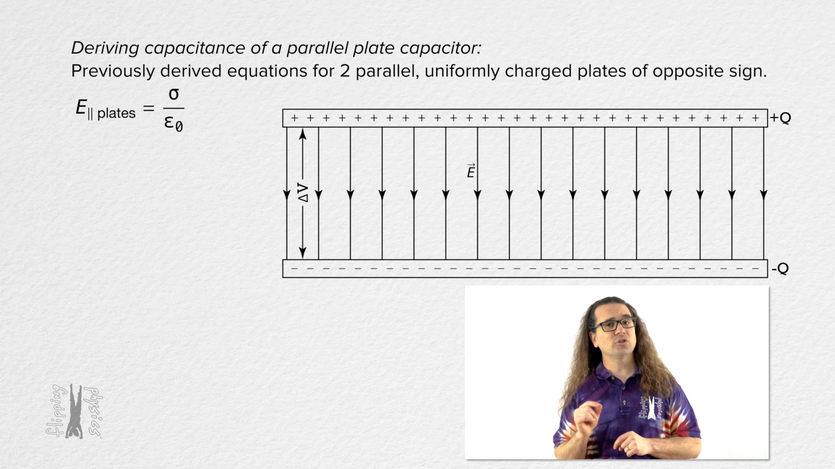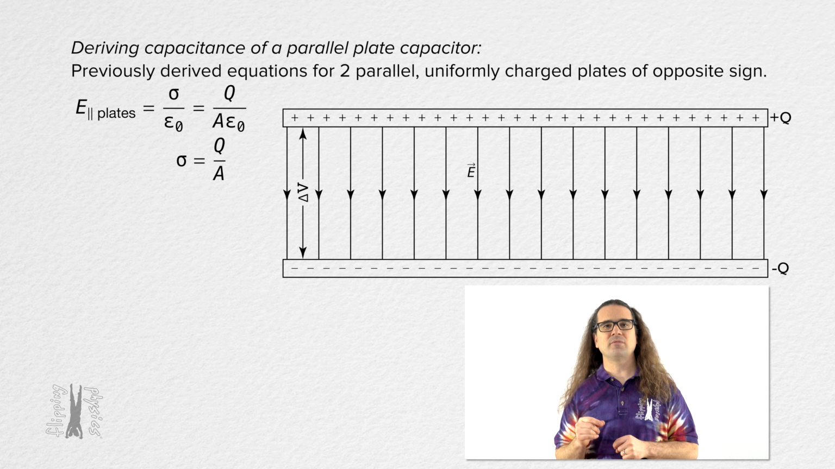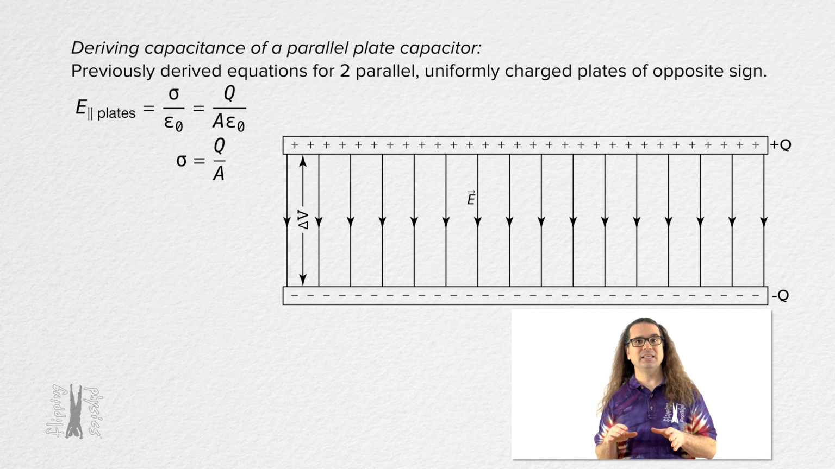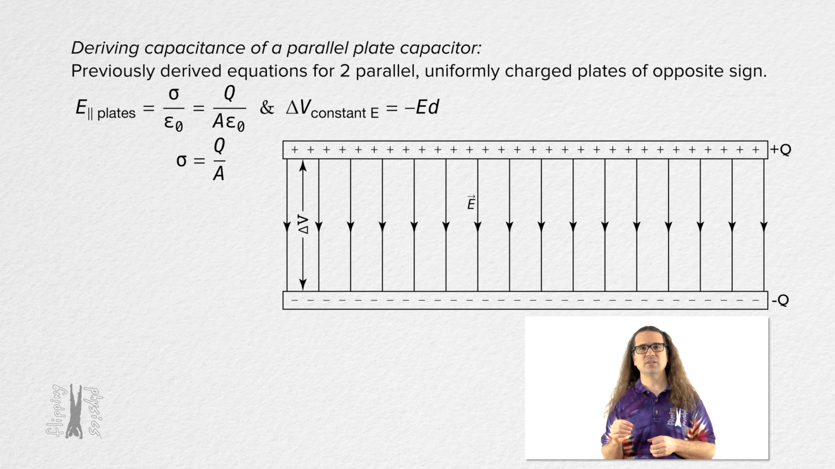Now, we know surface charge density equals the magnitude of the charge on one of the plates divided by the area of one of the plates. The other equation we derived is that the electric potential difference in a constant electric field equals the negative of the magnitude of the electric field times the distance d between the 2 points across which the electric potential difference is measured, and that distance is parallel to the direction of the electric field.